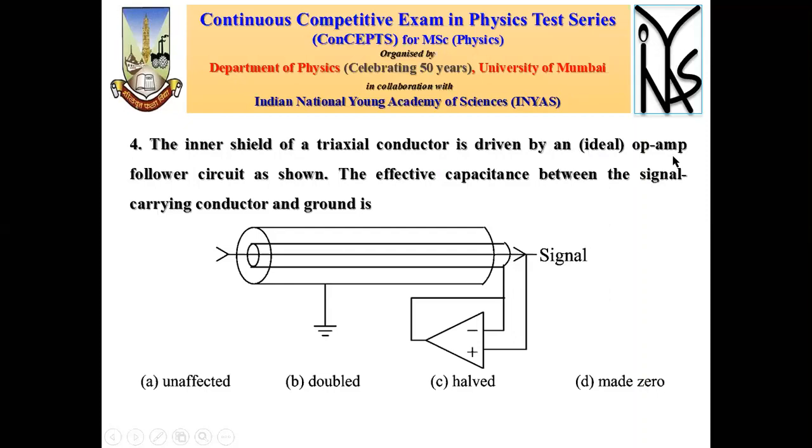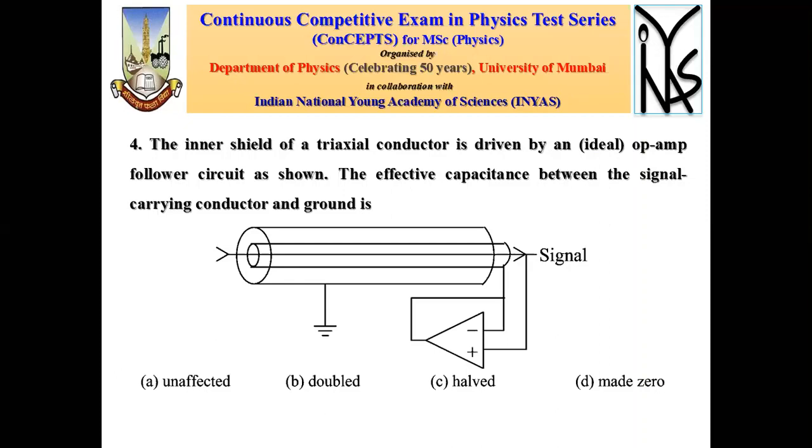So it is a unity gain follower, and if you try to understand the characteristic of the op-amp, it is just a buffer. It is an isolation system. It isolates input and output so that there is no short circuit problem. That is the role of the unity gain follower. So input is equal to output in the case of the op-amp. And now the effective capacitance between the signal carrying conductor and ground: what will happen to this capacitance? We cannot manipulate the capacitance of the conductor.